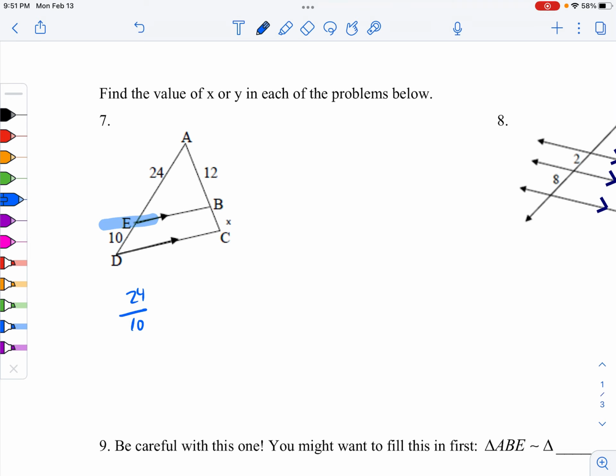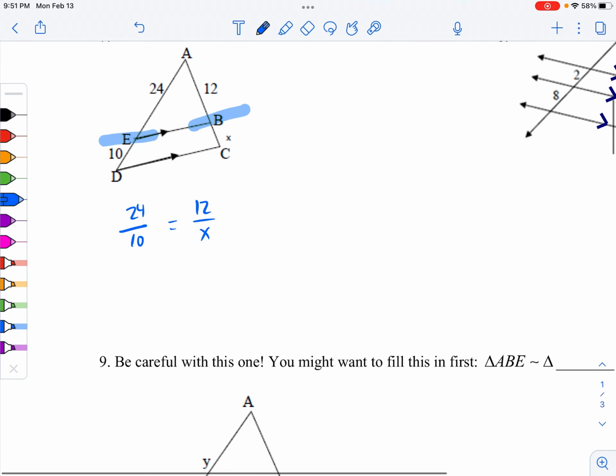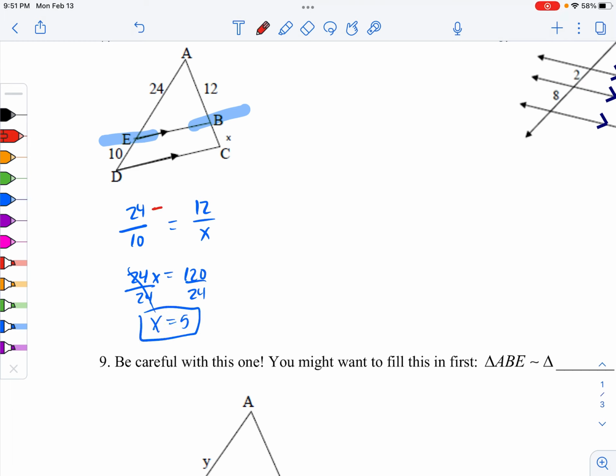This now reads 24 over 10 is equal to, and then you could continue off on the other side, that's another fraction bar, 12 over x. Okay, and just doing some cross multiplication, we get 24x is equal to 120. Divide both sides by 24. And x is equal to 5. And you might have actually already noticed this, because how do you go from 24 to 12? You divide by 2. So you do that same idea, and x should be equal to 5 that way as well. So you definitely could do it that way if you recognize it.